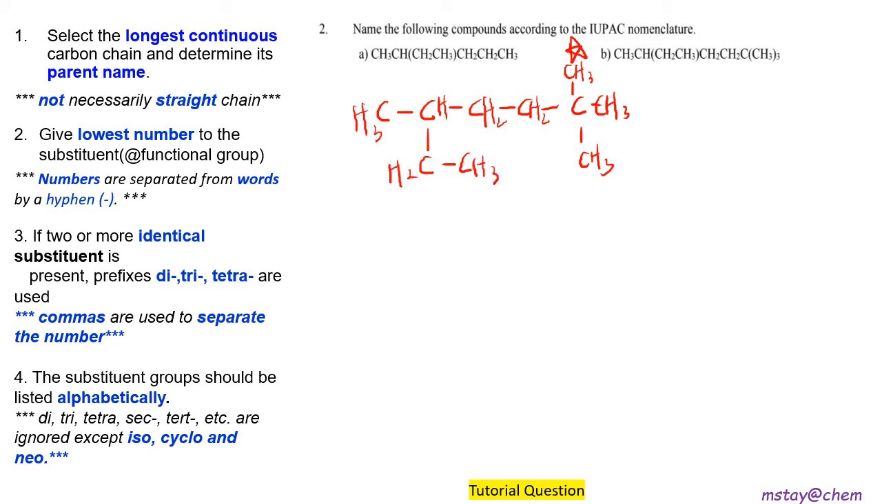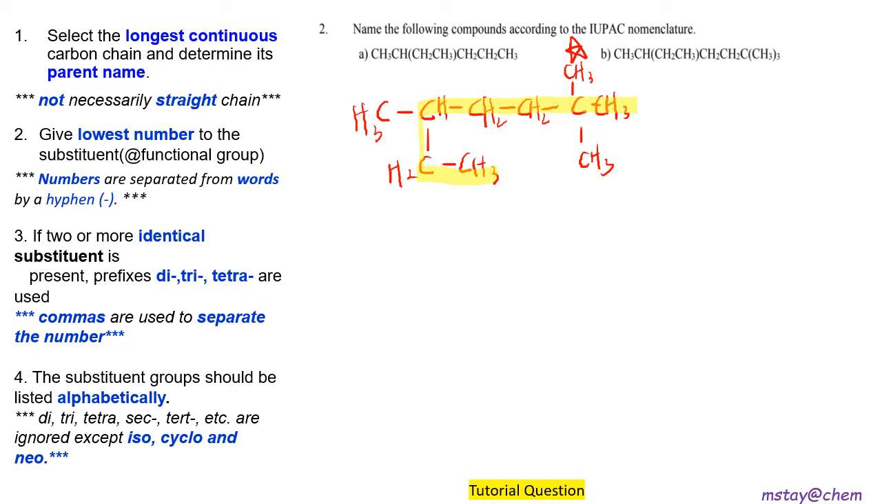Based on our experience from 2A, we have the idea that the longest carbon chain will be from 1, 2, 3, 4, 5, 6, 7. So this one will be the longest carbon chain. Then next, we need to give the lowest number to the substituent.